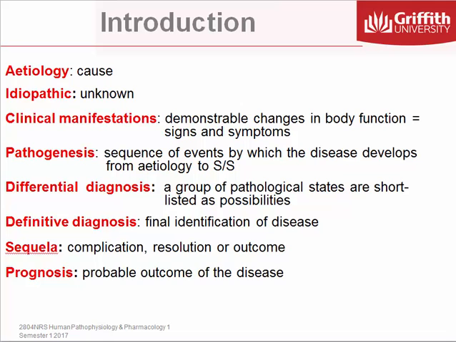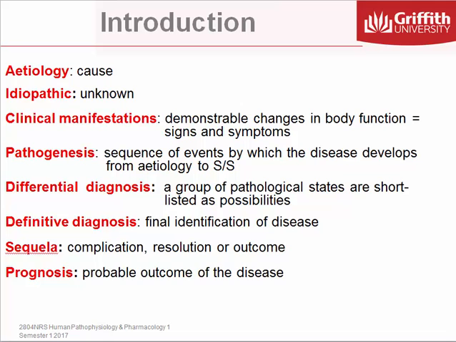So just really quickly, we want to introduce some very important terms of pathophysiology. The first being, what is the cause of diseases? Every disease has a cause, and this is known as the etiology. Now, some of the causes can be known, and some can be not yet known, and this is known as idiopathic.